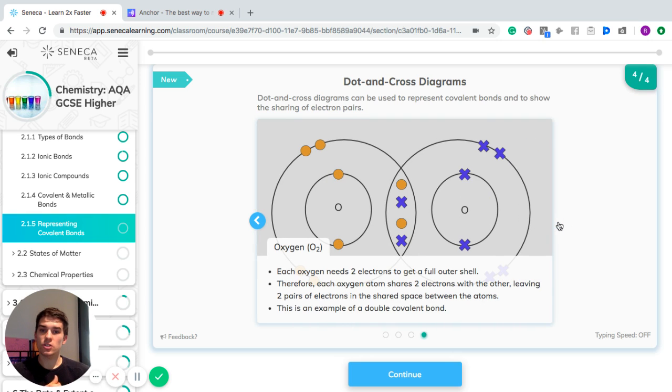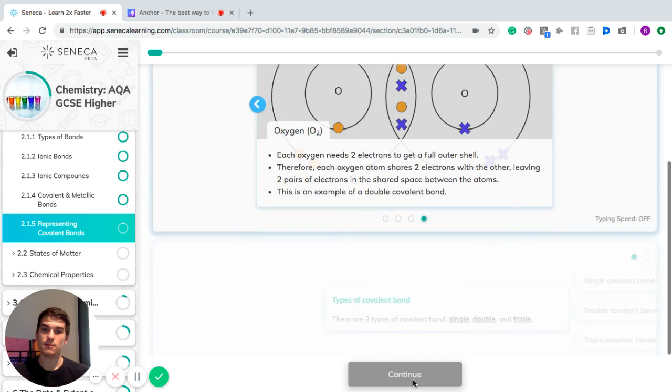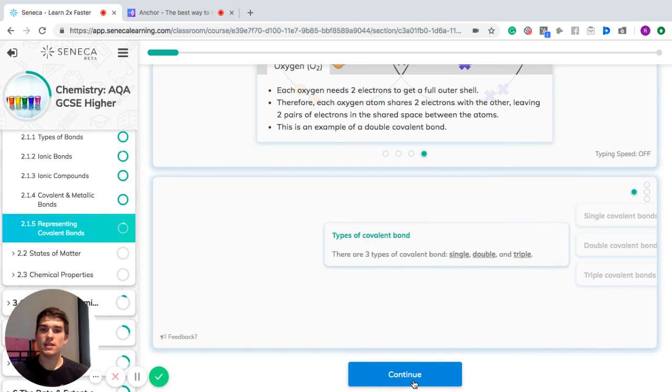And for each oxygen atom, it needs 2 electrons to get a full outer shell. Therefore, each oxygen atom shares 2 electrons with the other, which leaves 2 pairs of electrons shared between the atoms. So remember that this is what we call a double covalent bond, because it shares 2 pairs of electrons between the atoms. There are 3 types of covalent bond, remember.